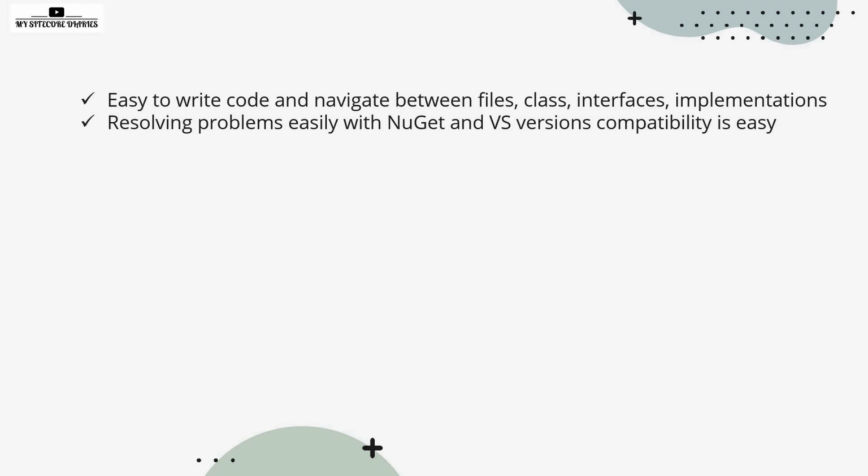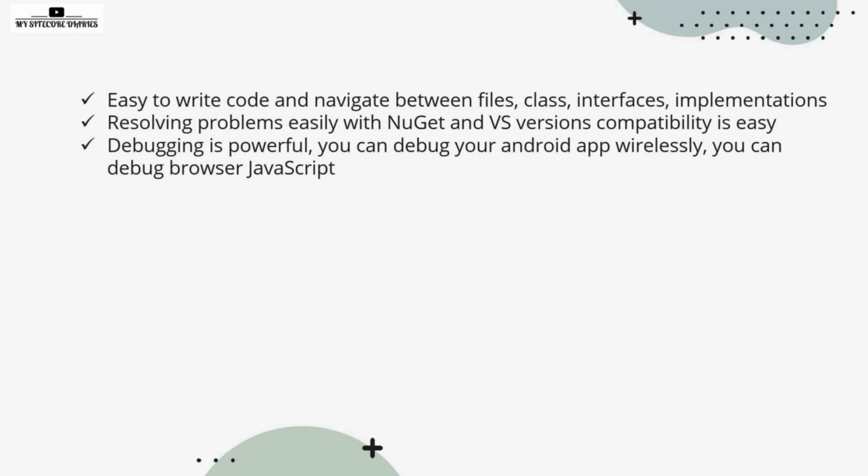Resolving problems easily with NuGet and VS version compatibility is easy. So if there is any version difference, it is very easy to resolve those problems, even if it is with NuGet or VS version. Debugging is powerful. You can debug your Android app wirelessly. You can debug browser JavaScript. So debugging is the best feature of Visual Studio. It is very powerful in Visual Studio.